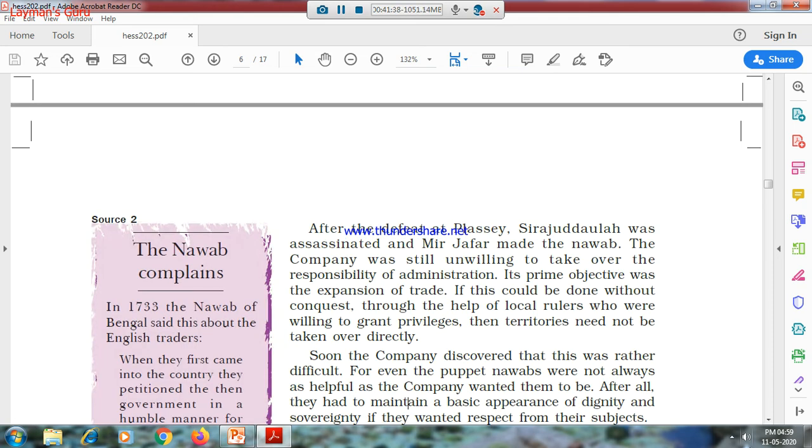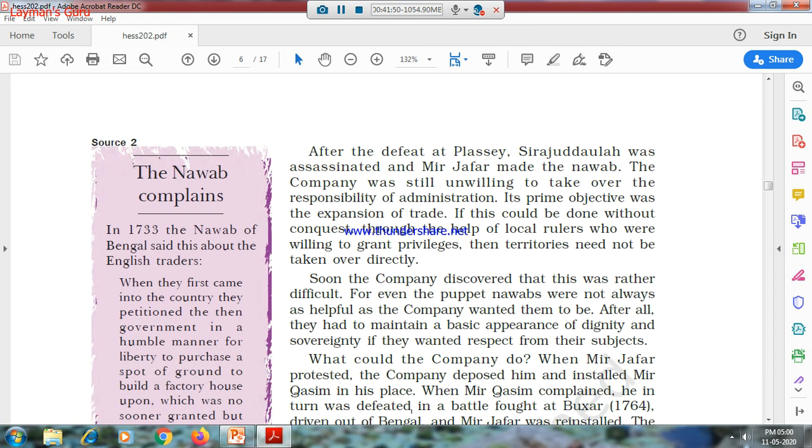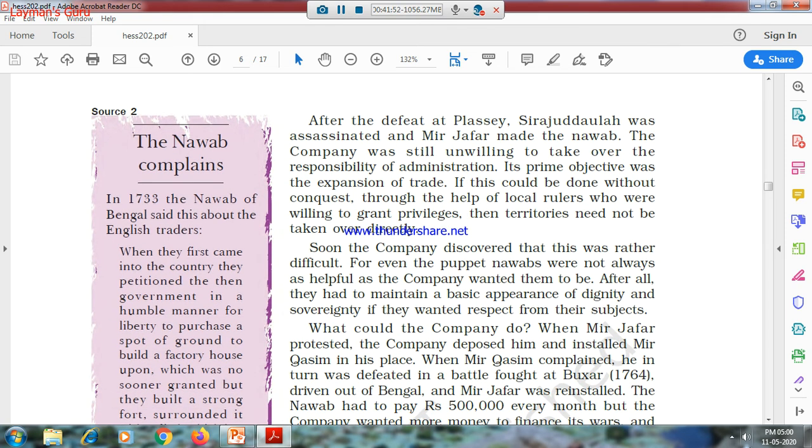After the defeat at Plassey, Siraj Dowla was killed. Mir Jafar was given the power. Mir Jafar promised to pay so many pounds, so much gold and pounds, to the British. But the British became more and more greedy after the Battle of Plassey.